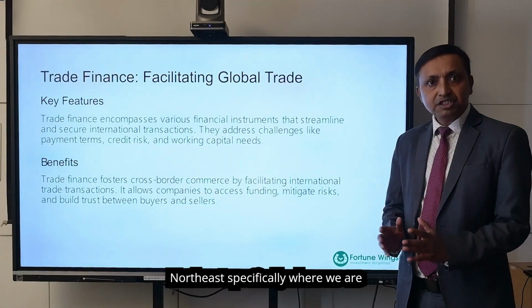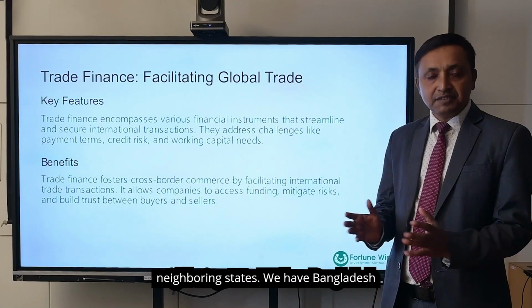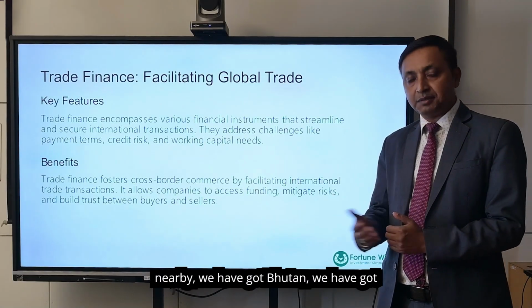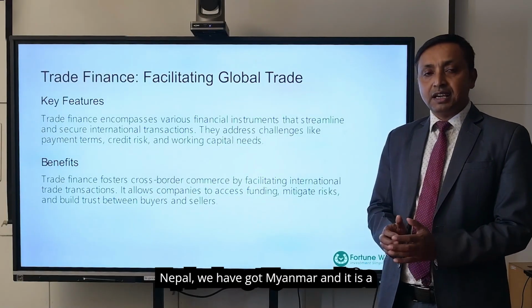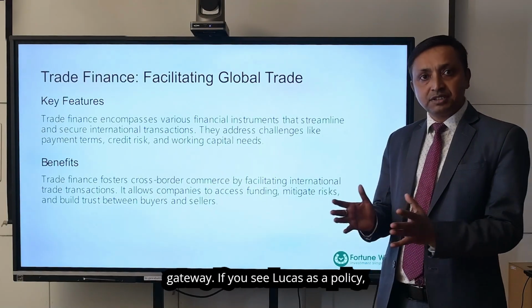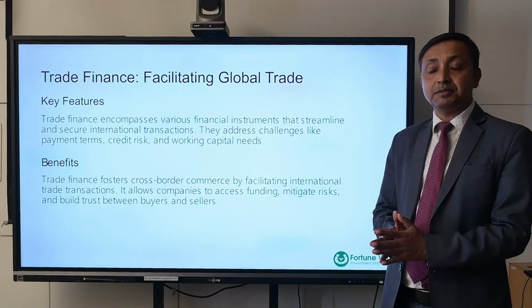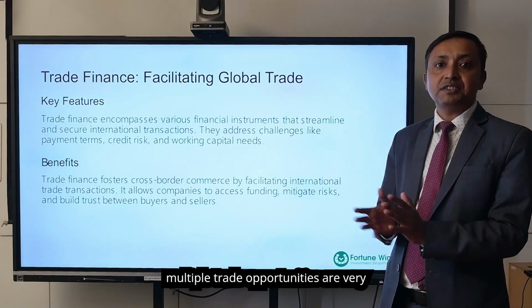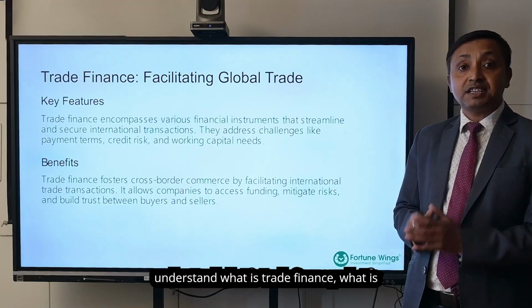Northeast specifically, where we are sitting, is surrounded by many neighboring states. We have Bangladesh nearby, we have Bhutan, we have Nepal, we have Myanmar, and it's a gateway. If you look at the Look East policy, the Northeast has immense scope, and multiple trade opportunities are very big. So when we are doing trade, let's understand what trade finance is.